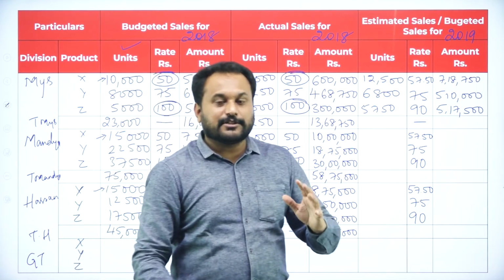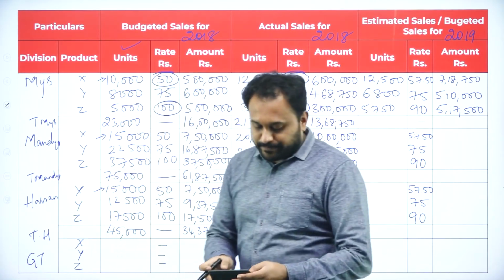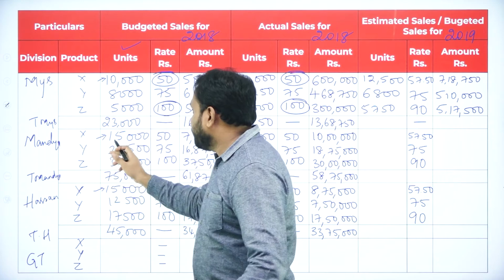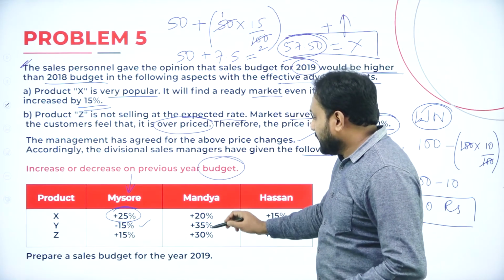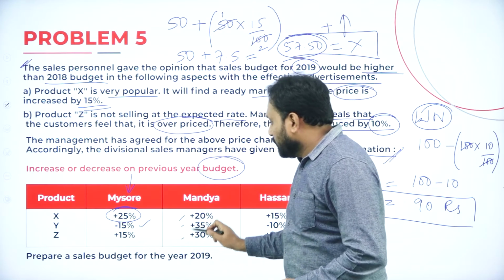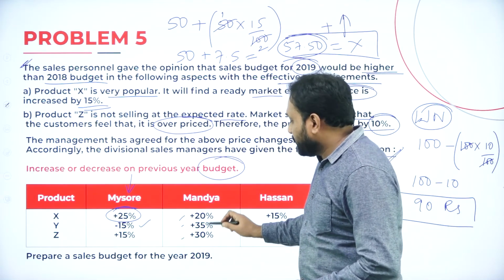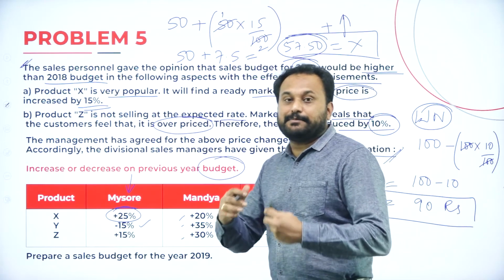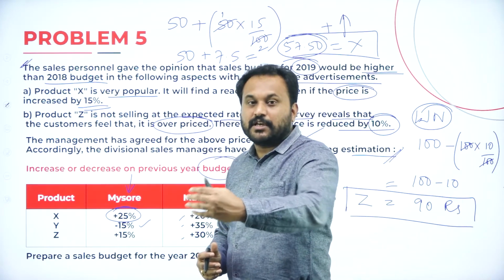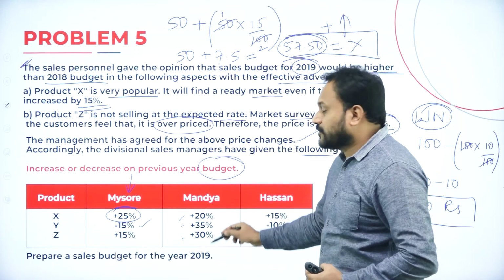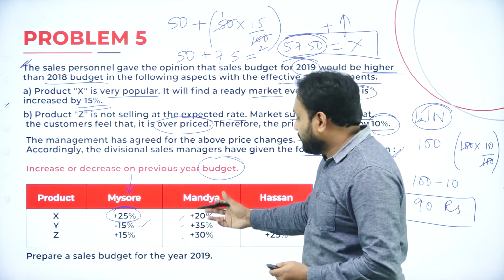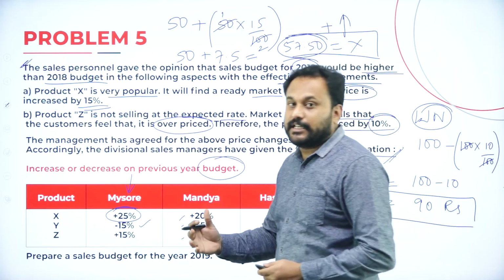Is it easy, students? Let's go with Mandya, very quick. Now, Mandya is 15,000. What is it that they are asking us? See, everywhere it is all positive. So 20% positive, 35% positive, and 30% positive. When I say positive, that means increase. If it is negative, that means decrease. So here, you should increase it with 20%, 35%, and 30%.